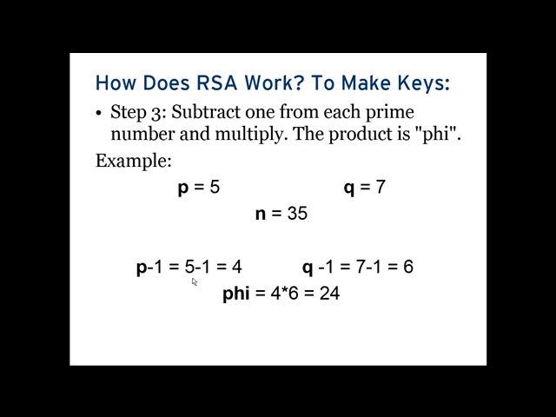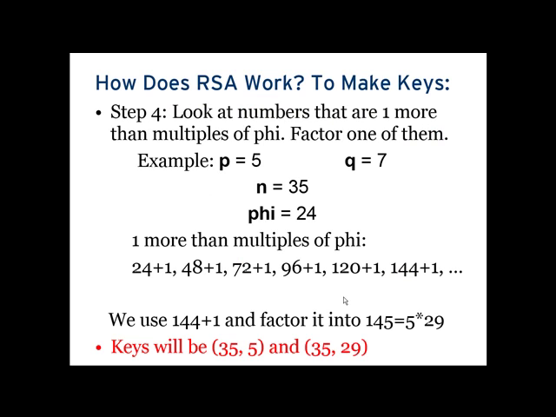The next step in using RSA is that you subtract 1 from each of those prime numbers. So we're taking 5 minus 1 gives us 4, and 7 minus 1 gives us 6. And then we're going to multiply those together, and that's going to give us phi. So 4 times 6 is going to give us 24. So phi is 24 in this particular case.